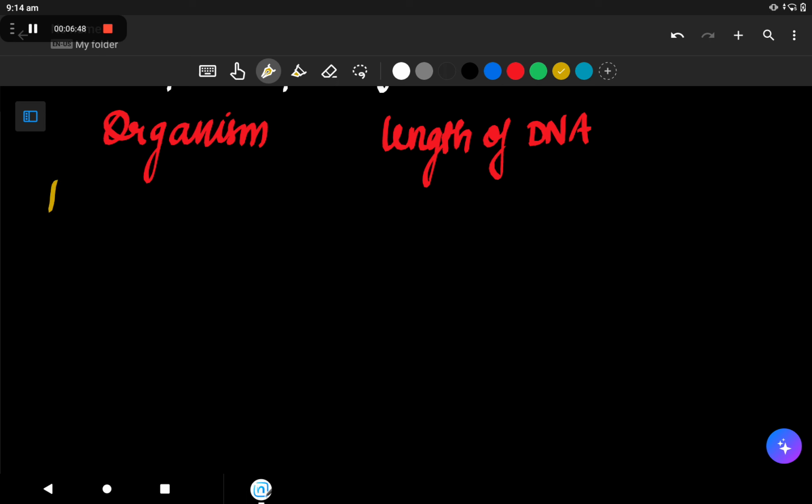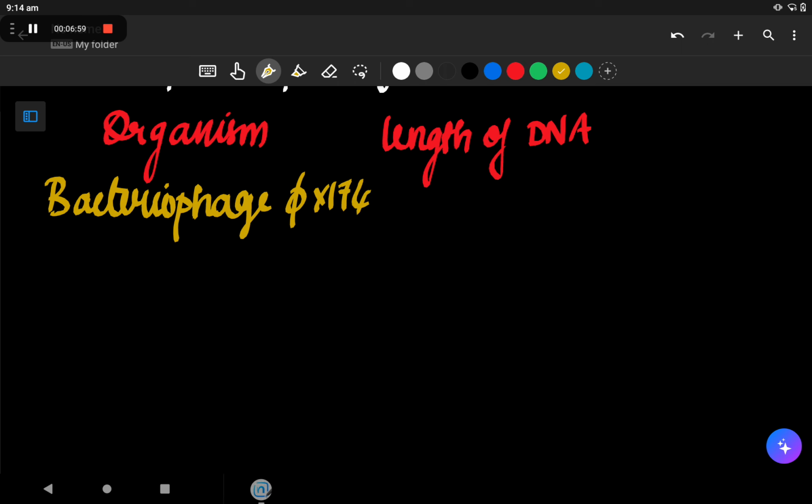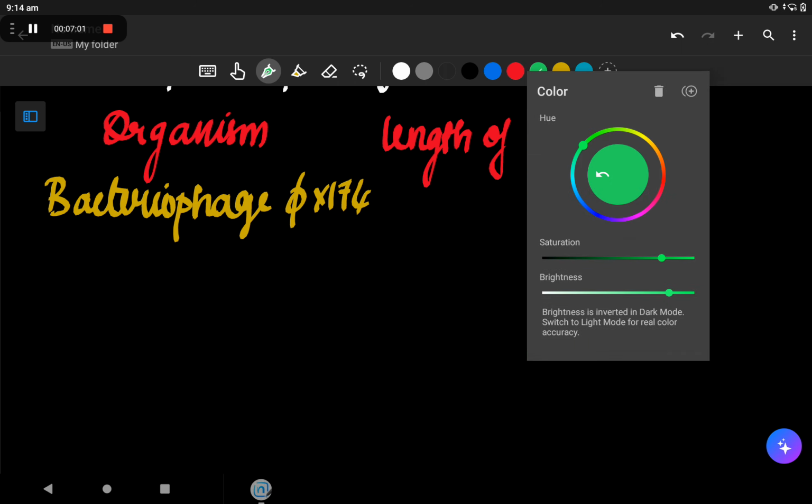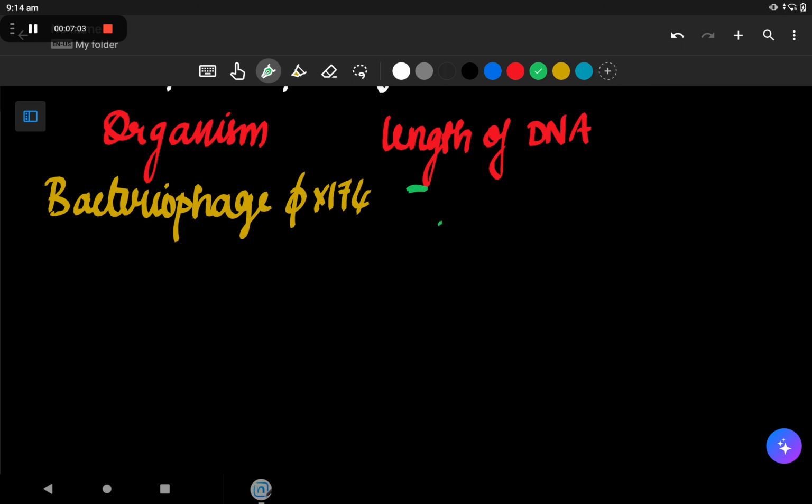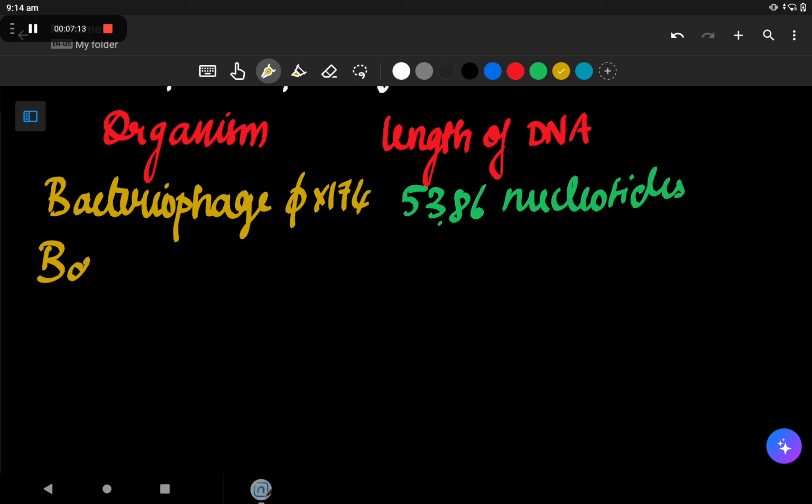So, organism: bacteriophage phi X 174. What is the length of it? Length is 5,386 nucleotides. So organism 2 is bacteriophage lambda.